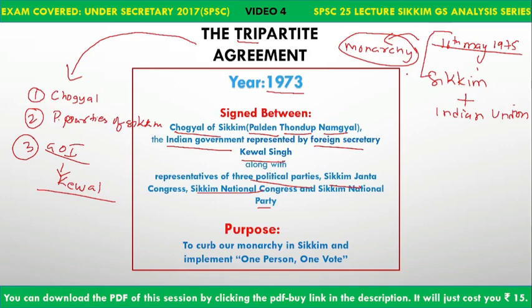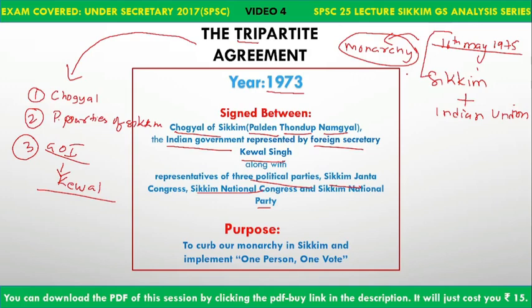What was the purpose of this agreement? The purpose of this agreement was to curb the monarchy in Sikkim and implement one person, one vote, that is the democracy of Sikkim. And only after this agreement, Sikkim was merged into the Indian Union in the year 1975, that is 2 years after this agreement. So let us revise.